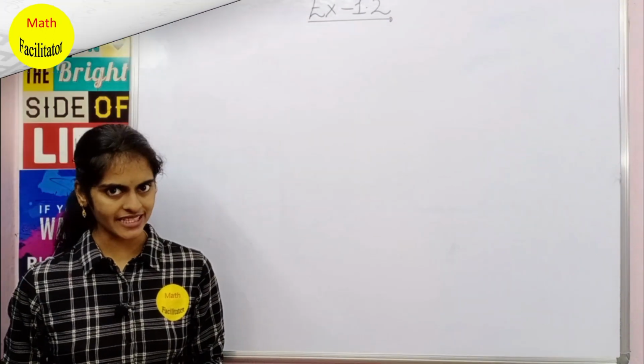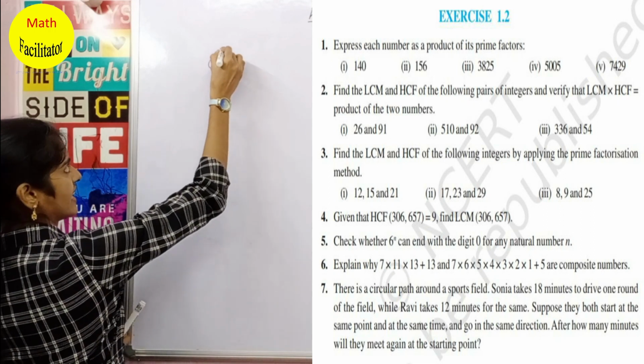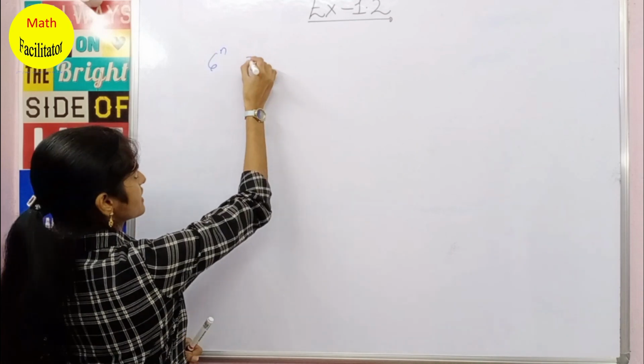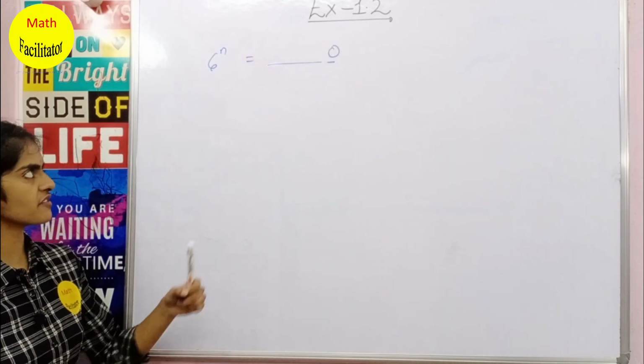Clear? Moving on to the next question, you have to check if 6 power n ends with the digit 0. That means for 6 power n, the units digit, will it be 0? You have to check that.